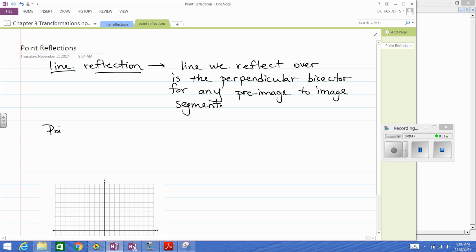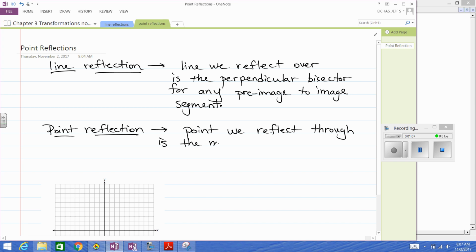The underlying concept in a point reflection is just a little different. The point we reflect through or over is the midpoint for any pre-image to image segment.